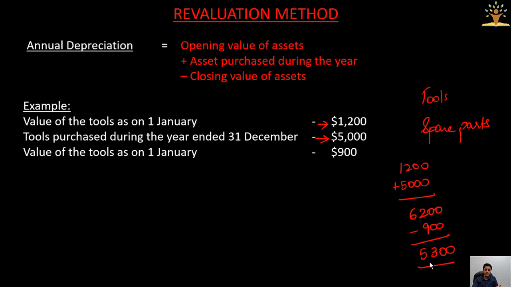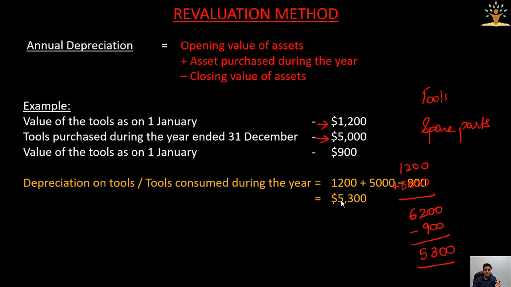Now this is depreciation based on revaluation method. So tools consumed during the year would be 1,200 plus 5,000 minus 900, $5,300. And it makes sense also because these tools of $5,300 we've used to earn revenues during the year, and hence we transfer this amount to the income statement.